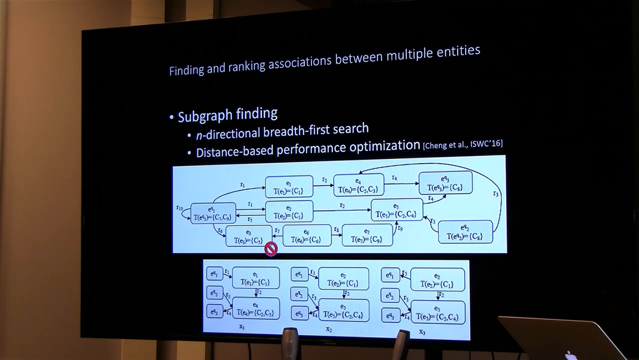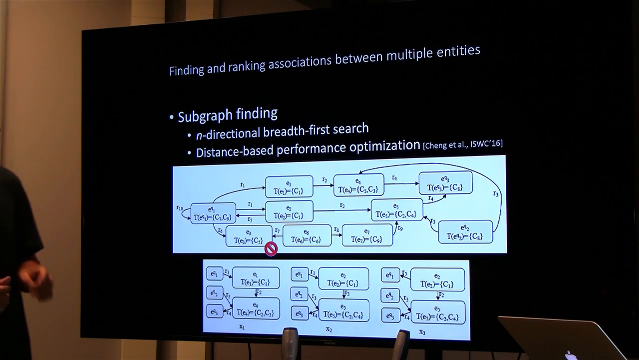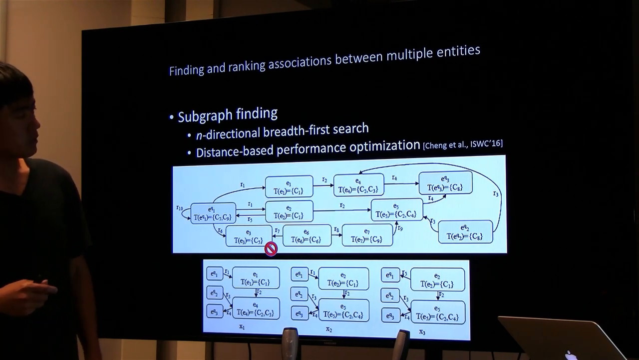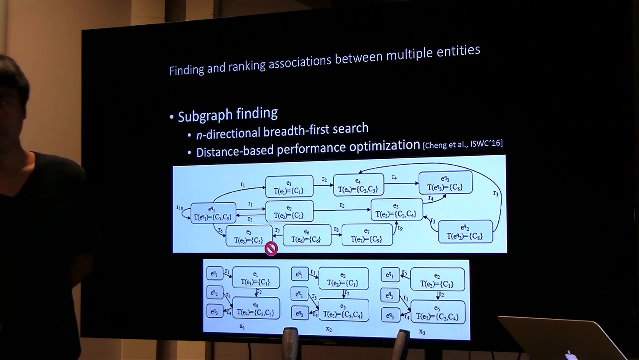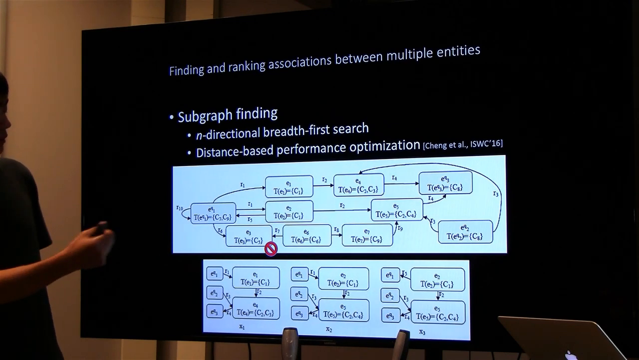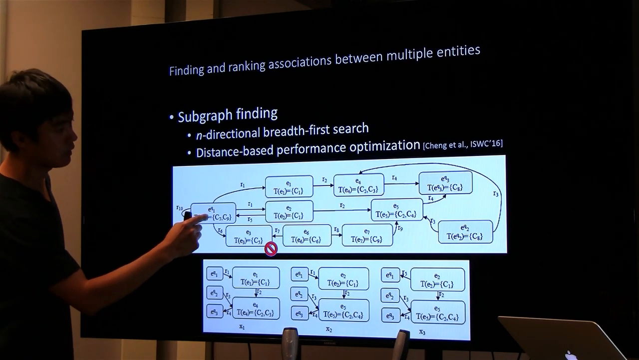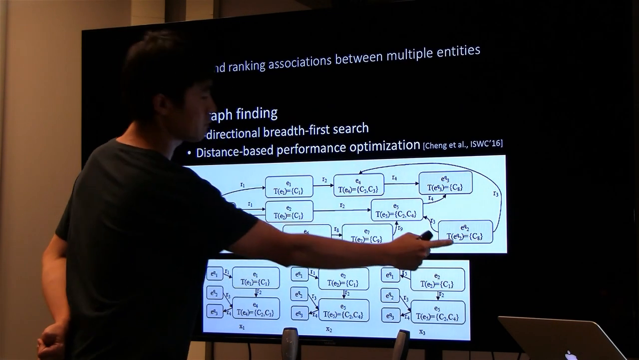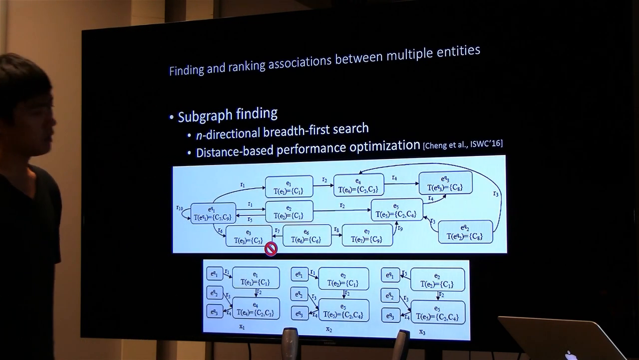Suppose that we want to find all the associations or subgraphs that have a diameter of 3 or less. The idea is to do n-directional BFS. So we start a BFS from each query entity: a BFS from EQ1, a BFS from EQ2, and a BFS from EQ3.